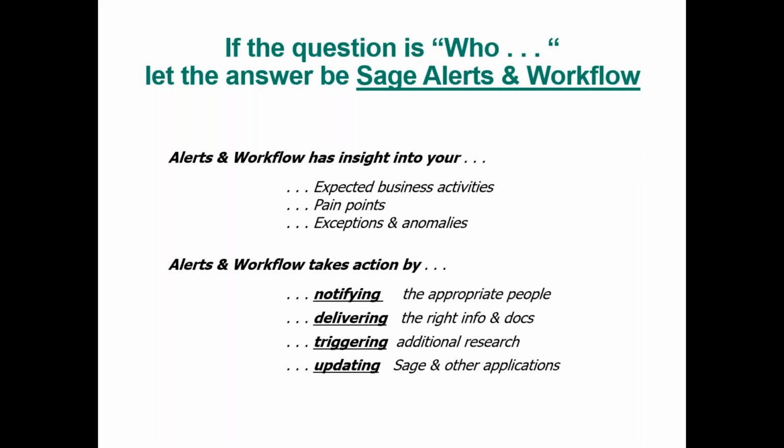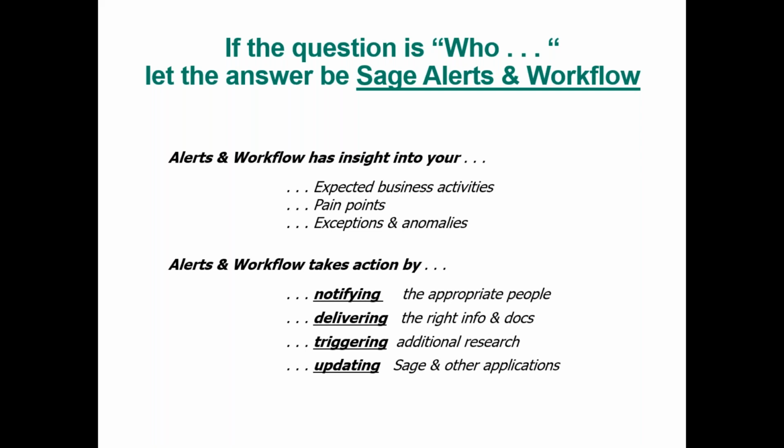If the question is who's doing all of these tasks, my recommendation is to let the answer be Sage Alerts and Workflow, because it really is your invisible assistant. And it really addresses this issue of actionable insight and regaining human capital, because Alerts and Workflow has insight into both your expected and your unexpected business activities, of course, including exceptions and anomalies, such as the ones we were just talking about.